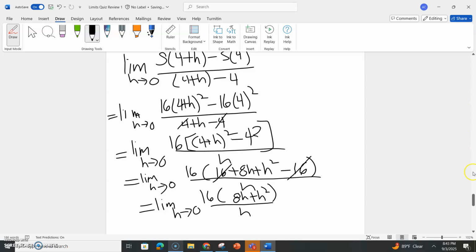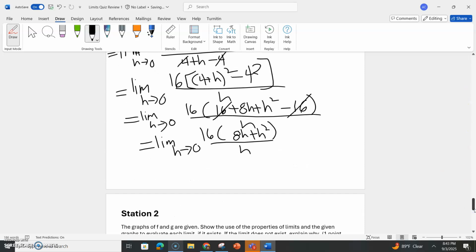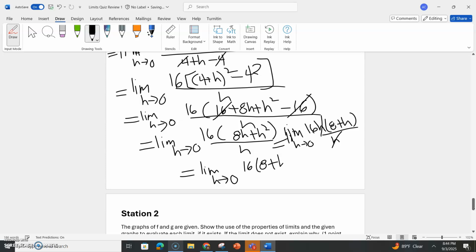Then, if I go ahead and factor out the h, I'm left with the limit as h approaches 0 of 16h times (8 + h) over h. The h's cancel, and then I'm left with the limit as h approaches 0 of 16 times (8 + h). And then at this point, I can directly substitute 0. So I get 16 times (8 + 0).